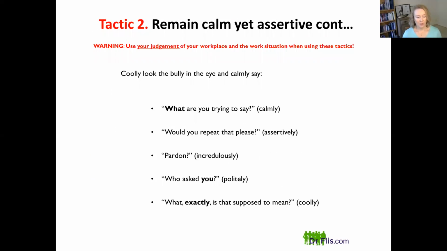So, for instance, you could look the bully in the eye, or on the phone, pretend that you're looking the bully in the eye, and calmly say, "What are you trying to say?" Or you could assertively say, "Would you repeat that, please?" Or you could incredulously say, "Pardon?" Or you could politely say, "Who asked you?" Or you could very coolly say, "What exactly is that supposed to mean?"